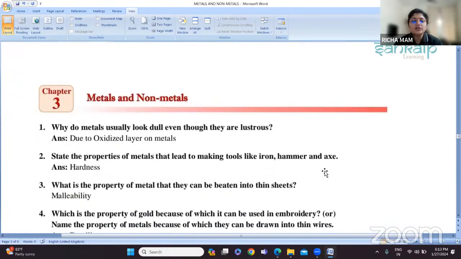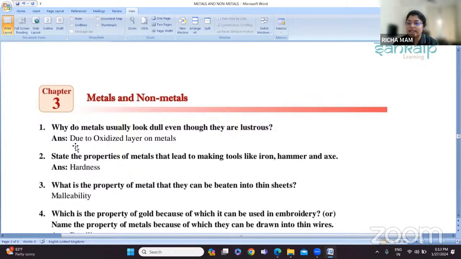The first question: why do metals usually look dull even though they are lustrous? As you know, metals have a shiny surface, so they are called lustrous. The metal has a property called luster, which means they have a shiny surface. So even though metals have the property of luster, why do they look dull?